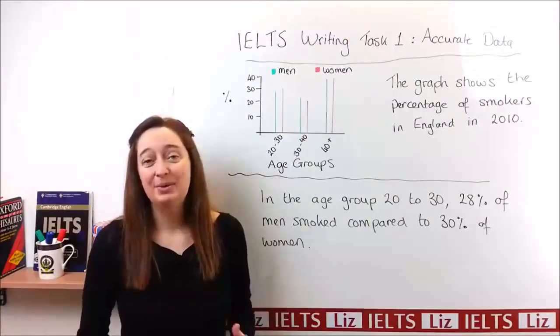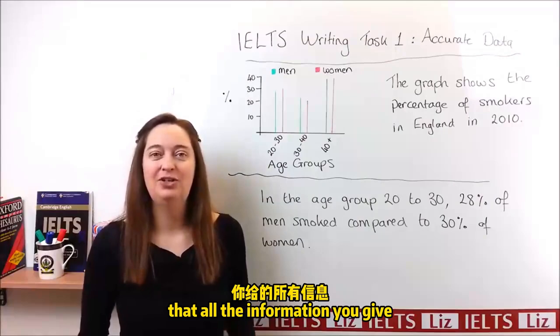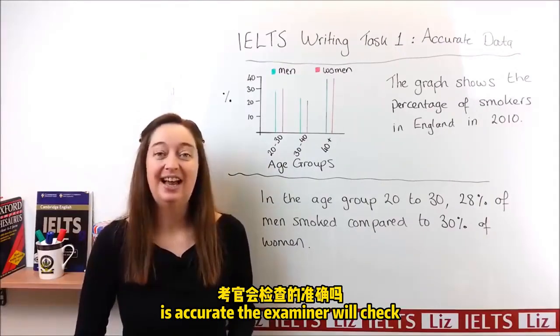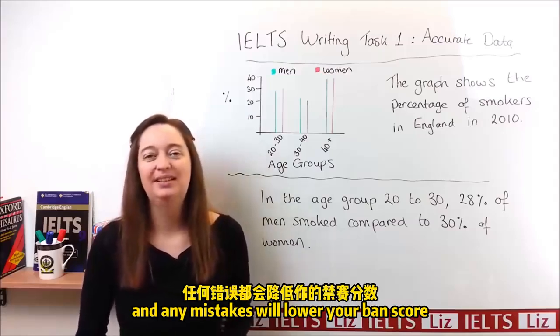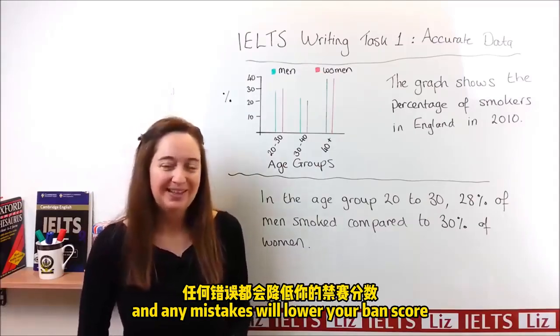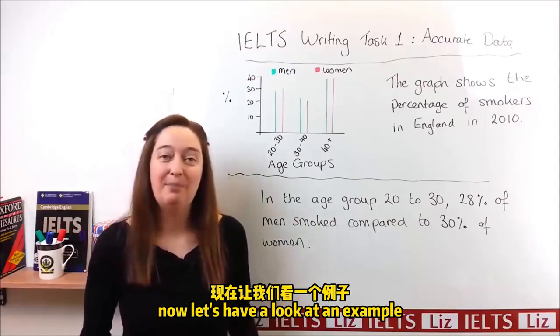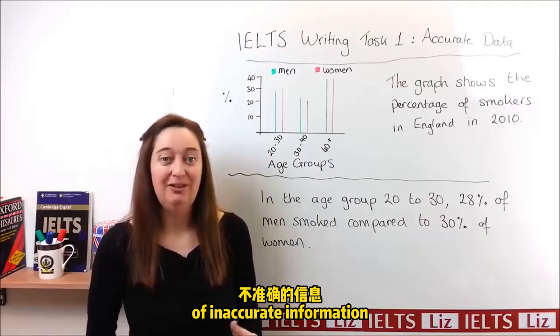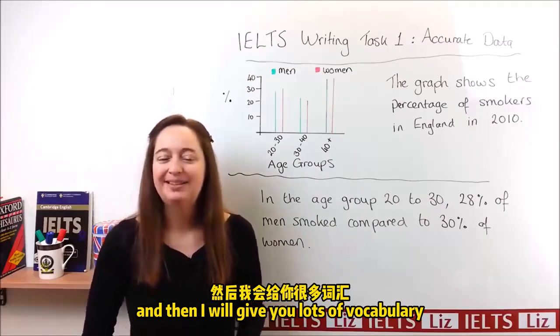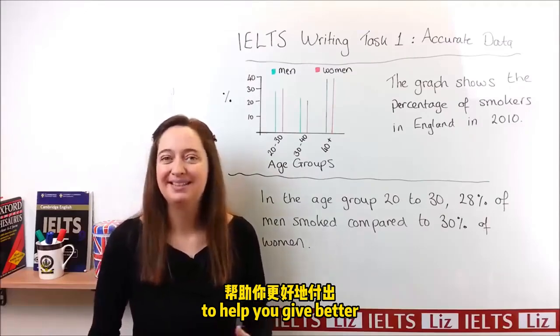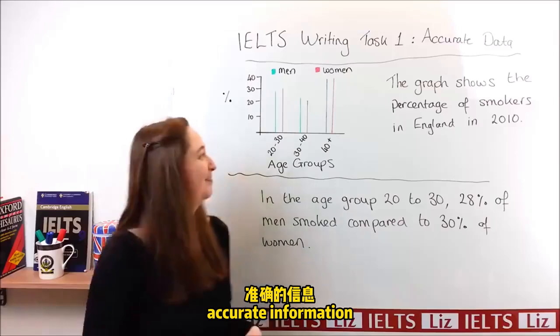Task 1. Now, it's very important that all the information you give is accurate. The examiner will check, and any mistakes will lower your band score. Now, let's have a look at an example of inaccurate information, and then I will give you lots of vocabulary to help you give better accurate information.